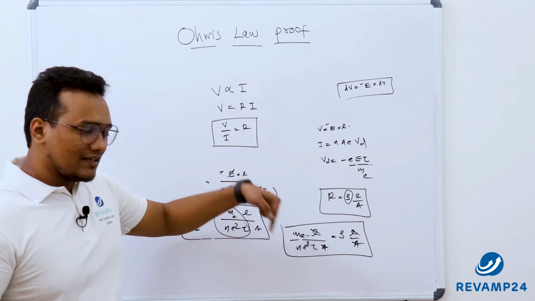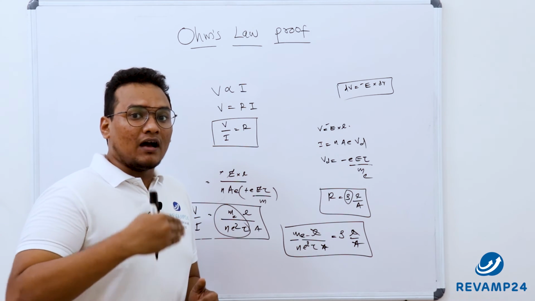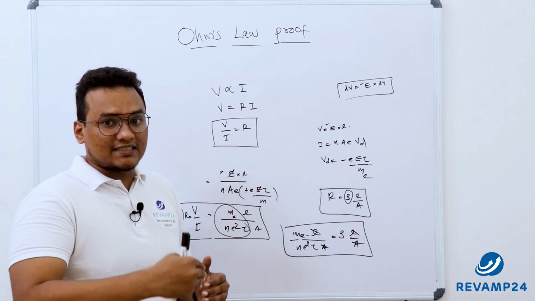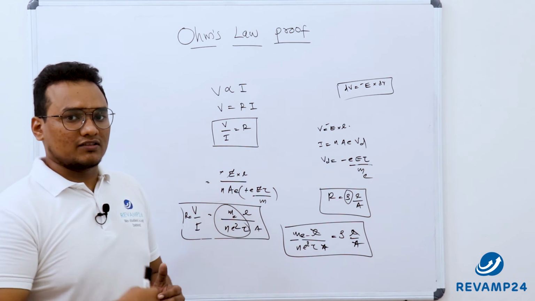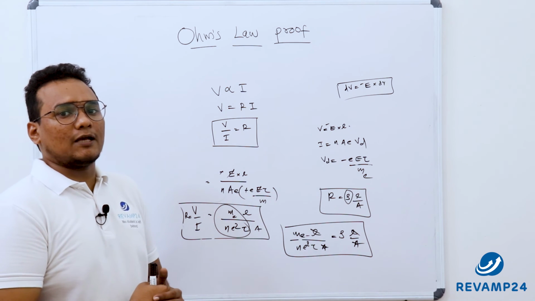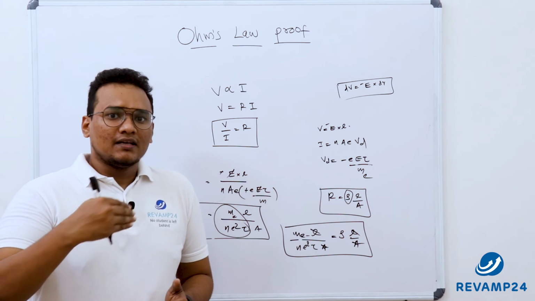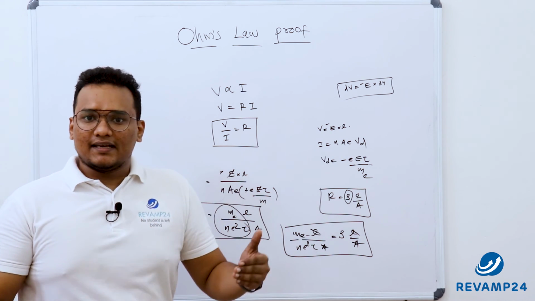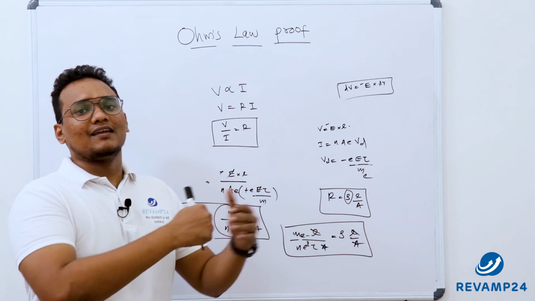Clear? Now in the next lesson we will see how the value of resistivity varies with temperature. So basically variation of resistance with temperature for different types of material like alloys, electrolytes, conductors and semiconductors we will see in the next lesson.